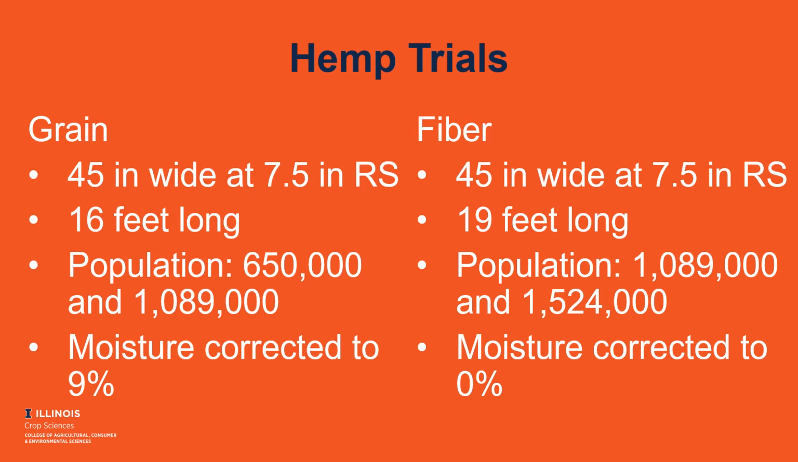And then you can see we did a seeding rate as well, and so our population for the grain was 650,000 seeds per acre, and then a little over 1 million for the second seeding rate. And then for fiber, we did 1 million and then 1.5 million seeds, pure live seeds, which is also important seed quality. And then we corrected our moisture for the grain to 9%, and then for fiber 0%.